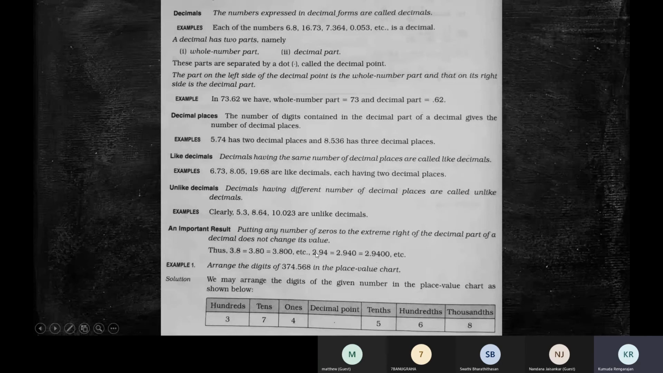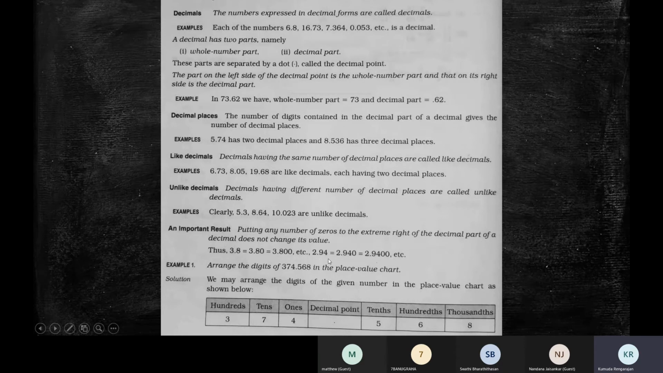See 2.94. You can write it as 2.940, 2.9400, 2.94000. But you cannot add 0 between. You cannot write this as 2.904. That is wrong. There you're changing the value of the decimal. If you insert a 0 between these two significant digits 9 and 4, you're changing the value. You can add it in the end, to the extreme end.